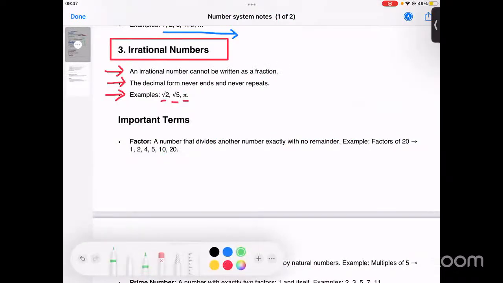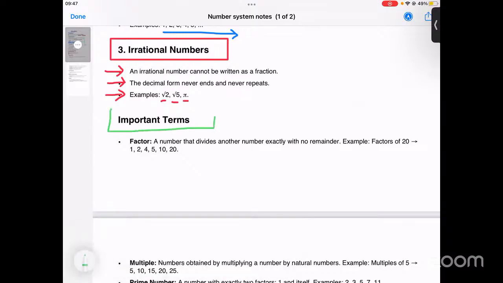So now let's talk about some important terms under number systems. These are very much important because you definitely need to be aware of them. Some of the terms that we are going to be talking about include factor. What is a factor? A factor is that number that divides another number exactly with no remainder.